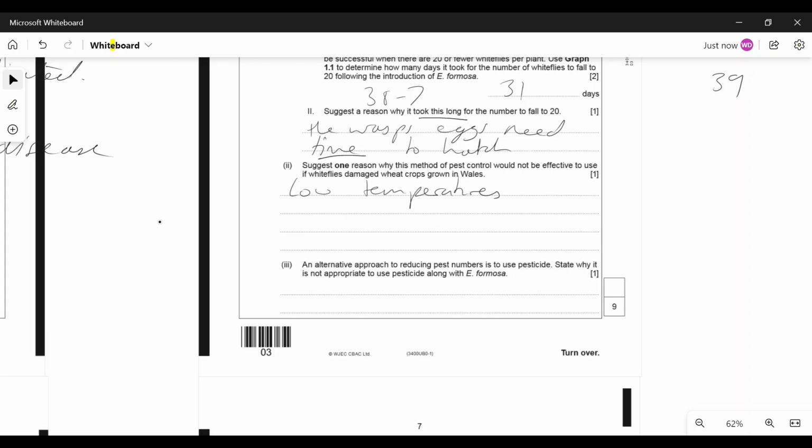An alternative approach is to use pesticides. Why is it not appropriate? Well, E. formosa will die. The pesticide will kill E. formosa. Or you have to say the wasp. You can't just say it. Okay? And do not use the word harm, because harm means it's still alive. It kills or destroys the wasp.